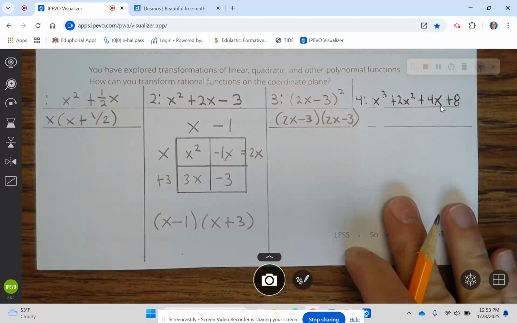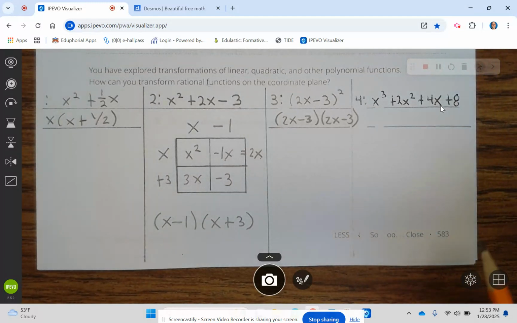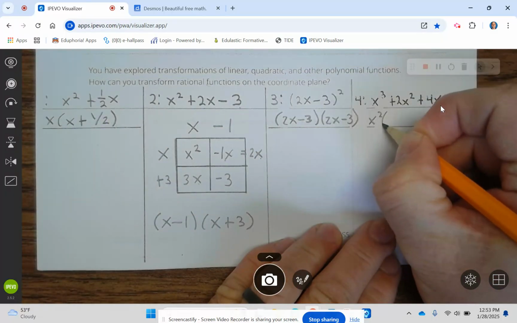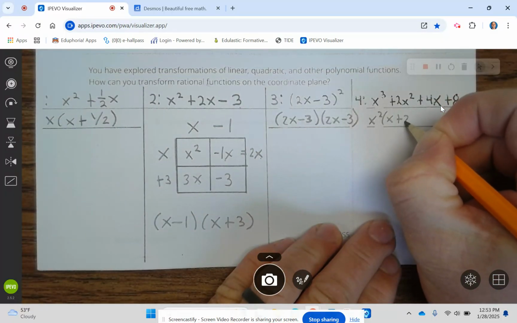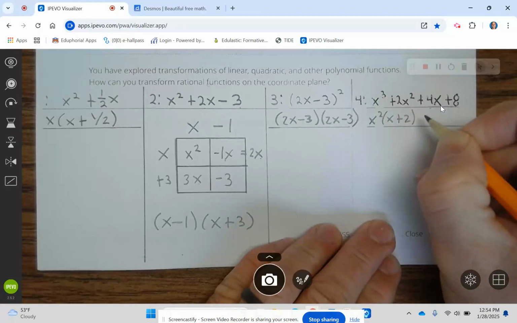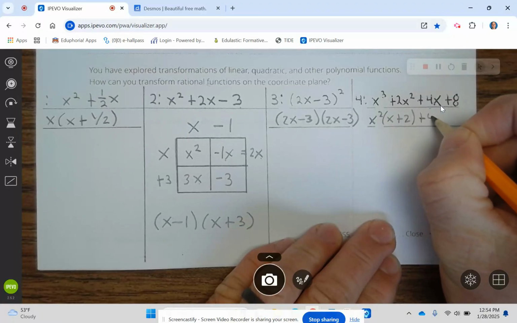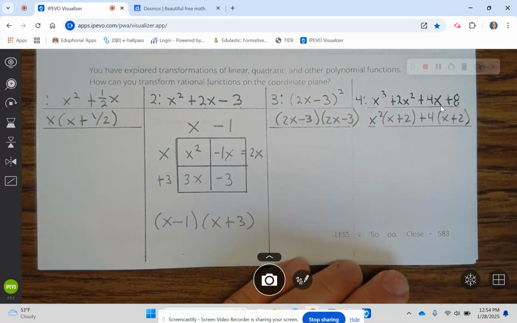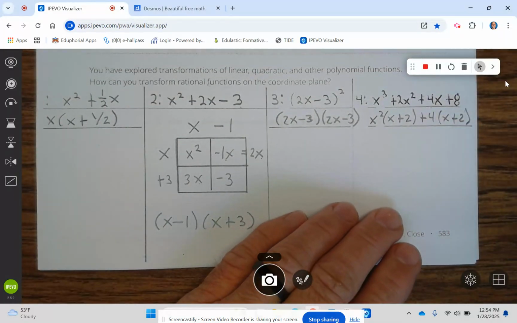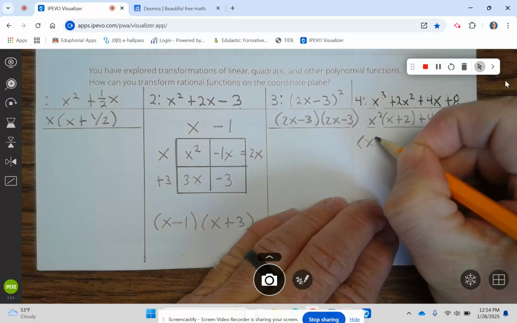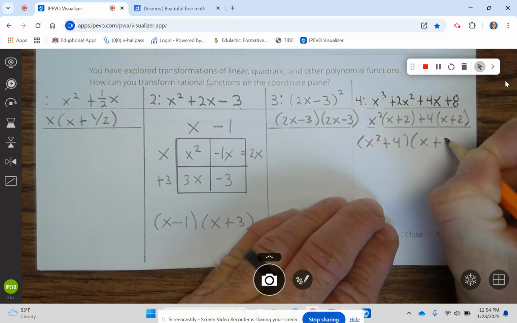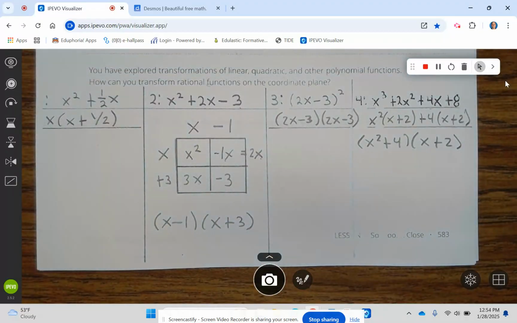Let's take a look at number 4. So number 4 we can factor by grouping. We can factor out an x squared from the first two terms, which leaves x squared times x plus 2. And we can factor out a 4 from the last two terms, so that's plus 4 times x plus 2. We group them together, so then we have x squared plus 4 times x plus 2. Alright, go ahead and finish up the warm-up.